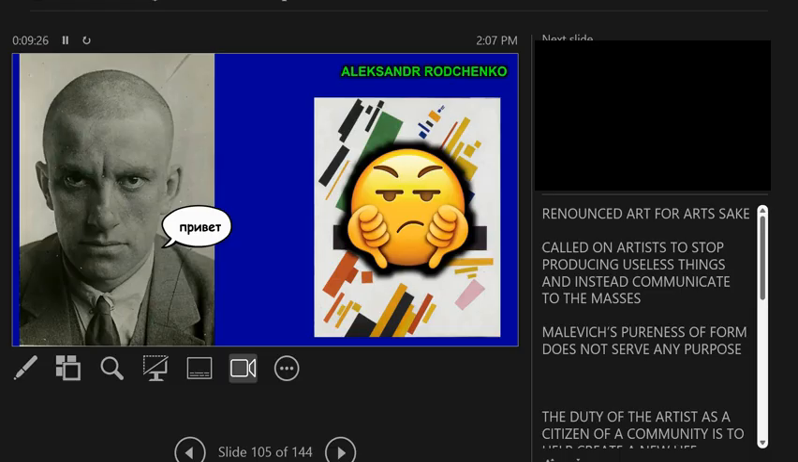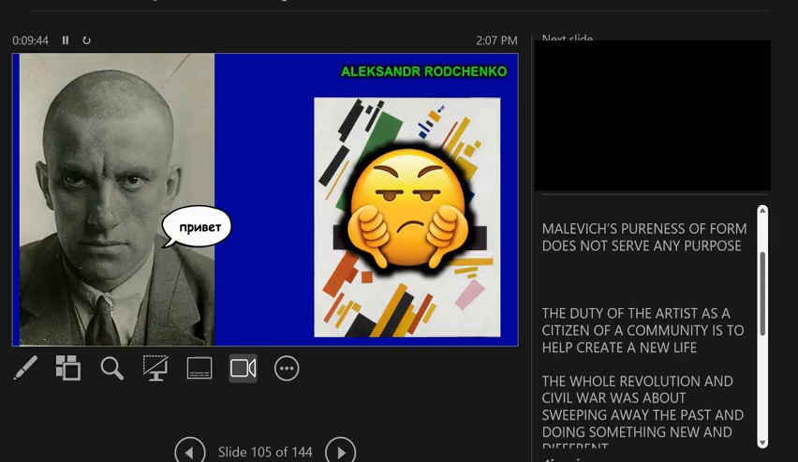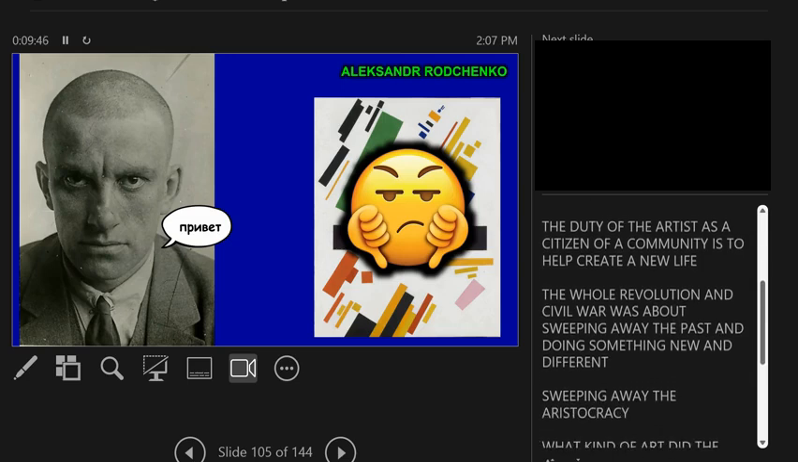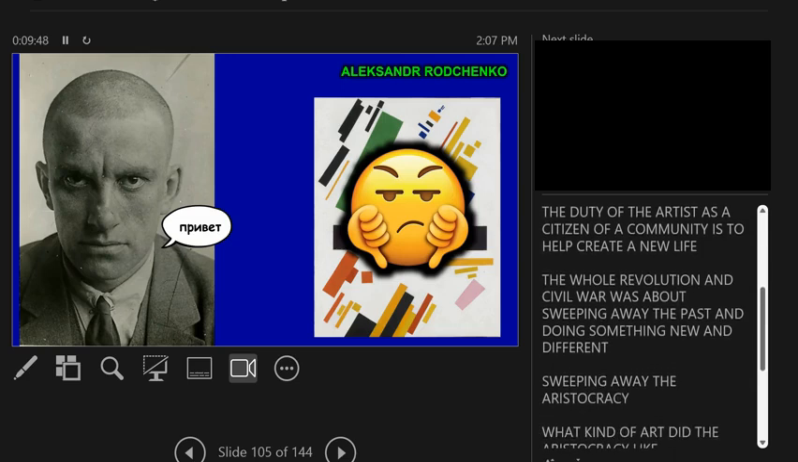So this painting by Malevich over here on the right, he would have said, that's no good. We're not doing that kind of stuff anymore. He called on artists to stop producing useless things and instead communicate to the masses. Malevich's pureness of form does not serve any purpose anymore. The duty of the artist as a citizen of a community is to help create a new life.